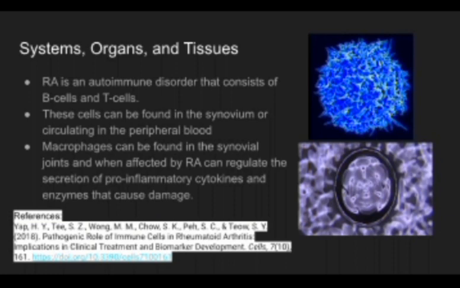RA is an autoimmune disorder that involves B cells and T cells. These cells can be found in the synovium and peripheral blood. Macrophages can be found in the synovial joints and regulate the secretion of pro-inflammatory cytokines and enzymes. The top picture is a T cell and the bottom picture is a B cell.